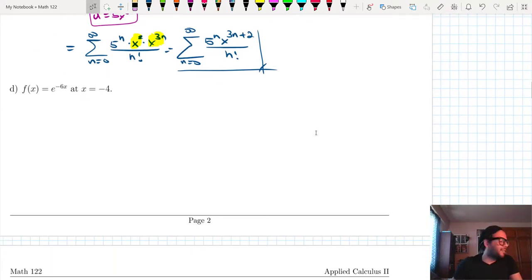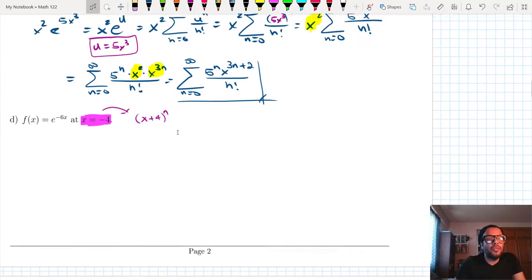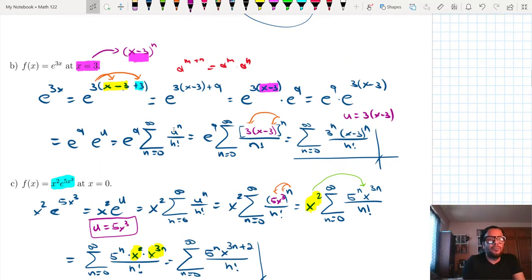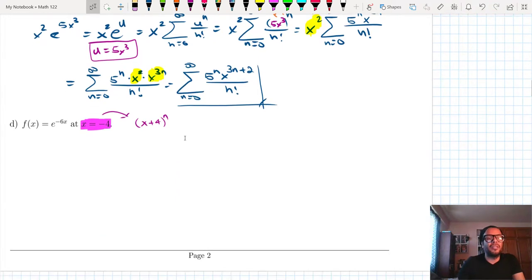Okay, let's do another example with an exponential function, now with a bunch of negatives. Okay, let's look at this one. This is telling us that there will be an x plus 4 to the nth power, because the center is negative 4, so the form of the series will be x plus 4 to the n. In this case, we're going to do the same trick we did in part B of adding and subtracting the center. So we are going to look for x plus 4.